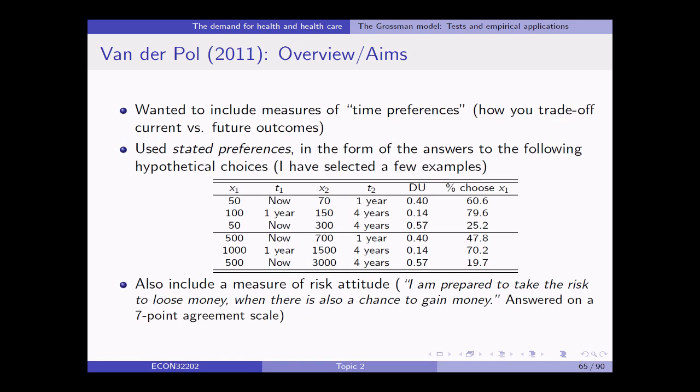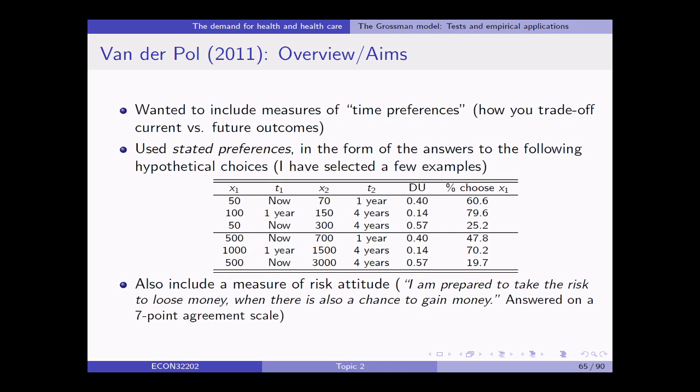Now the discounted utility is 0.4, and in that scenario about 60% would rather have 50 euros today than wait a year to get an extra 20 euros. You can vary these parameters, so how much now and how much in the future, to vary the discount rate, and you can get all sorts of really interesting things from this.